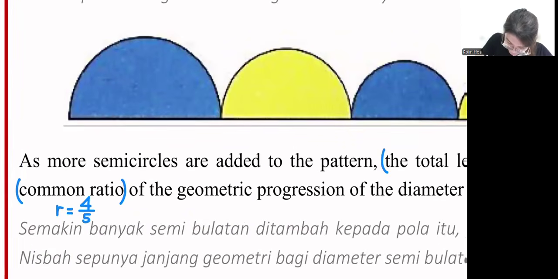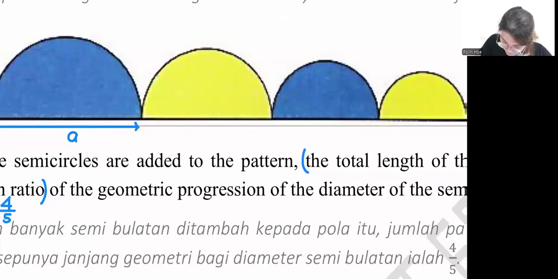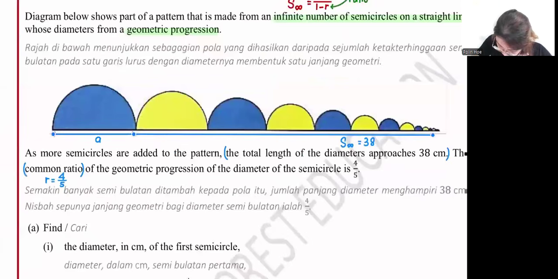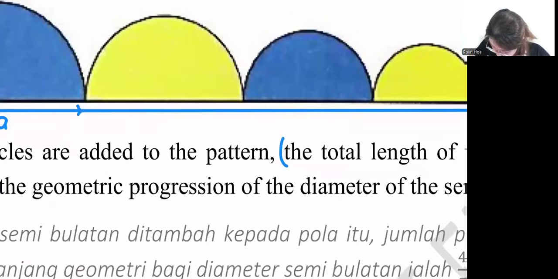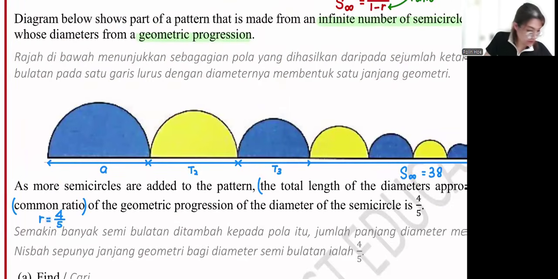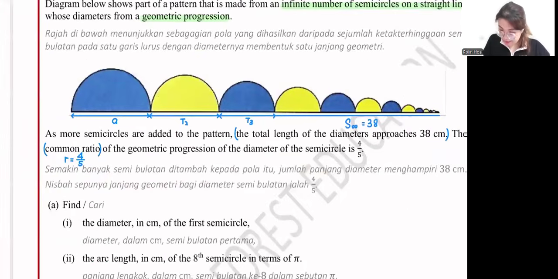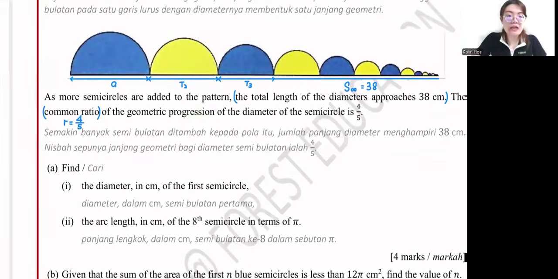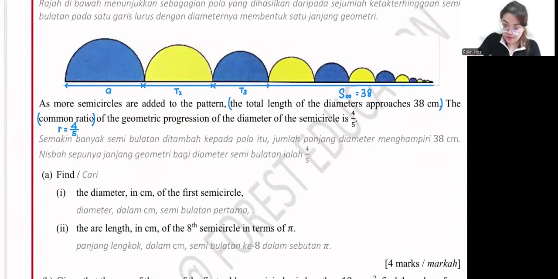This is your a, T1, T2, T3, and so on. Okay, so settle. Part a, find the diameter of the first semicircle. The question asks you, a is equal to what? You are given S infinity is 38, ratio is 4 over 5. You substitute inside, you should get the mark.